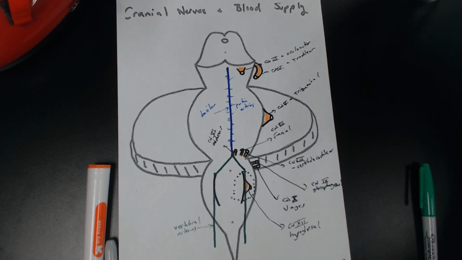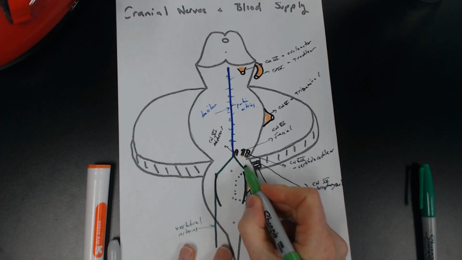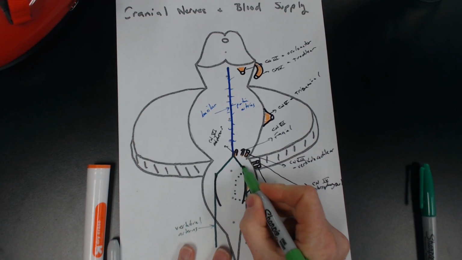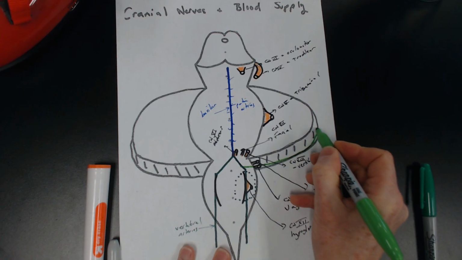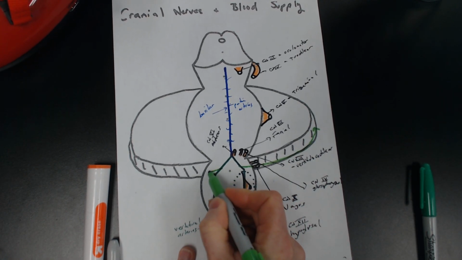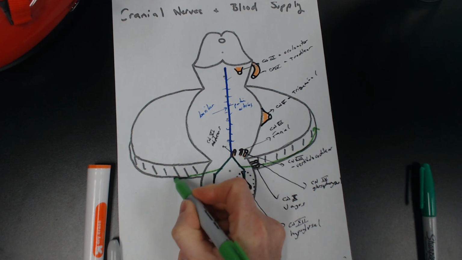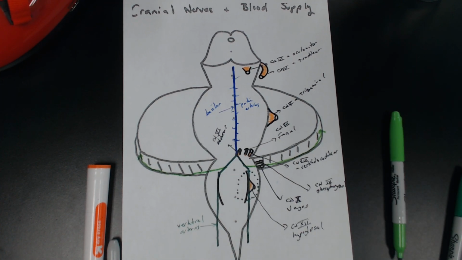Moving forward, there is an artery here. Which one do I want to do? Let's do this green. There's an artery that comes off the vertebral arteries, left and right, to supply the posterior inferior surface of the cerebellum with blood. Does anybody remember the name of that one? That's PICA. P-I-C-A, posterior inferior cerebellar artery.